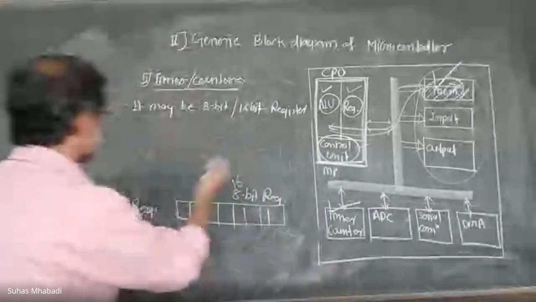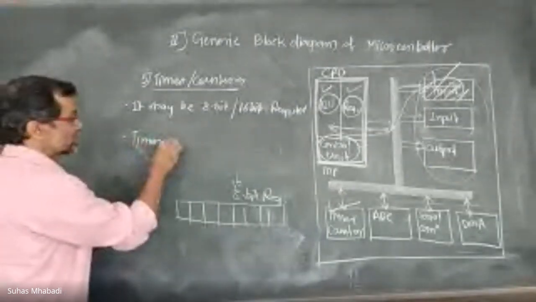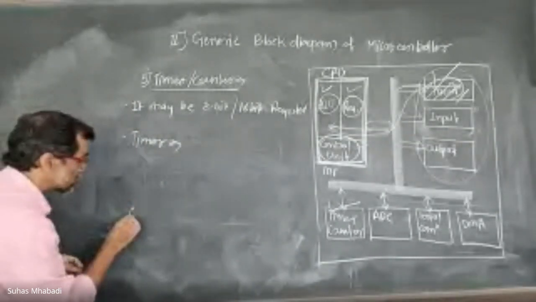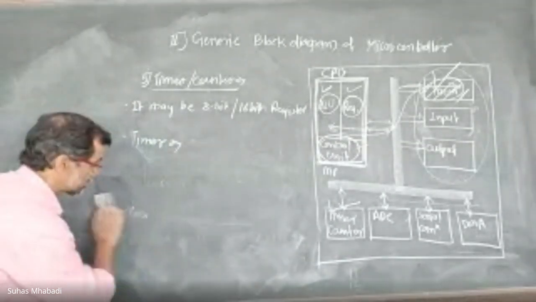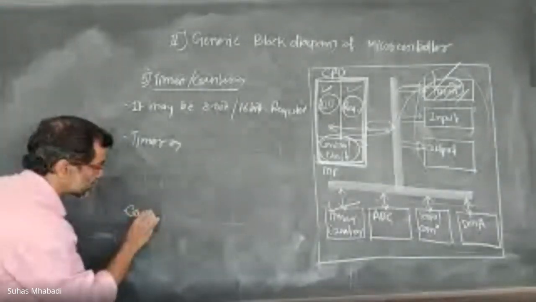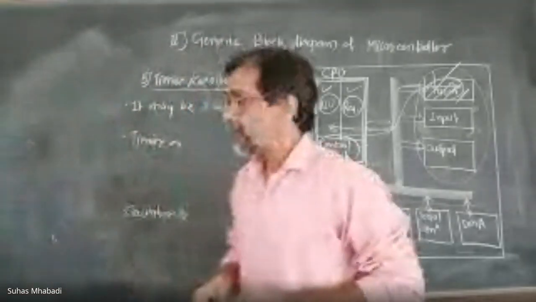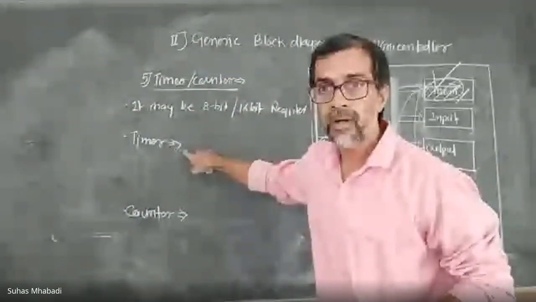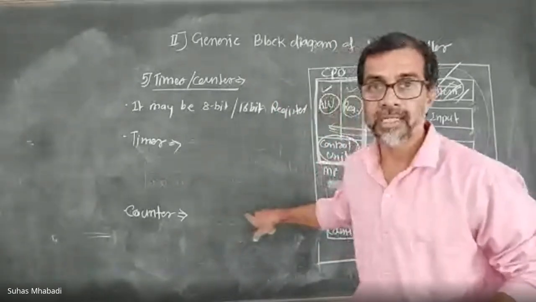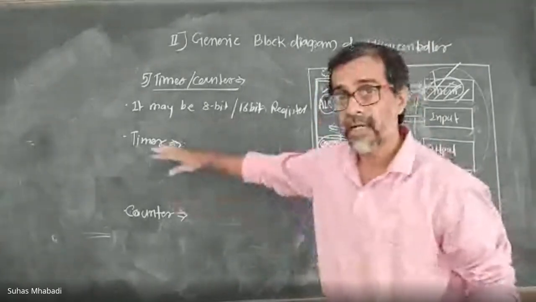Let me write here. First of all, this will work as a timer, or it may be used as a counter. So I can say that it may be an 8-bit timer or 16-bit timer. I can say that it is an 8-bit counter or 16-bit counter. Let me tell you why they will call it a timer and a counter.